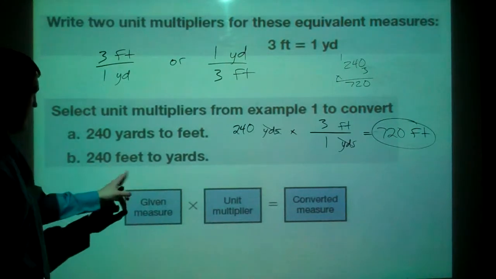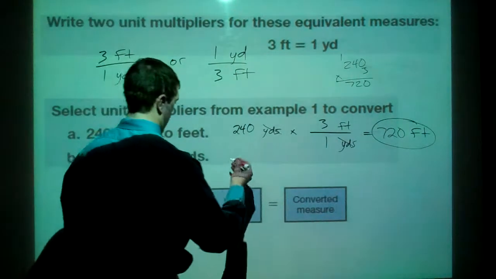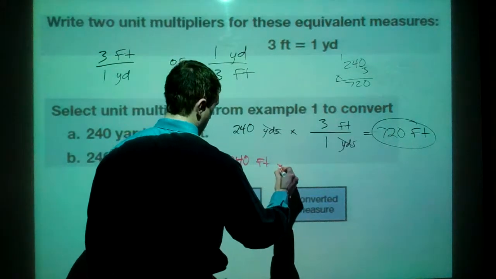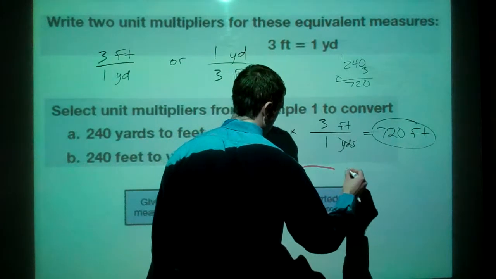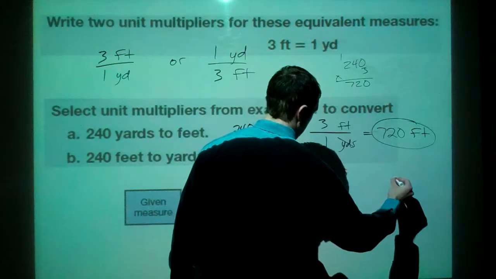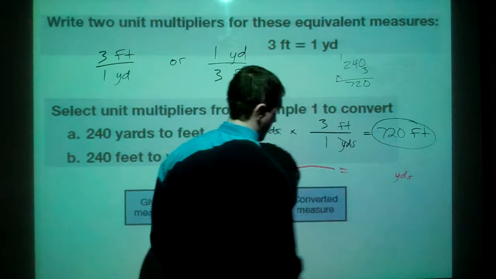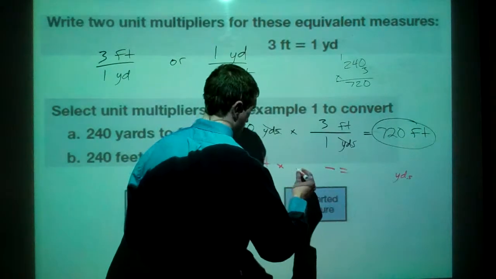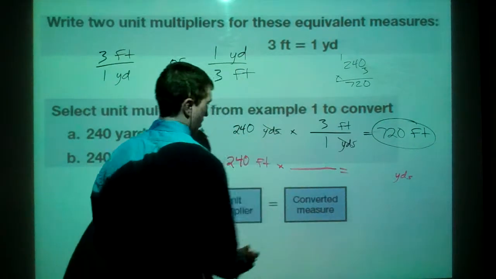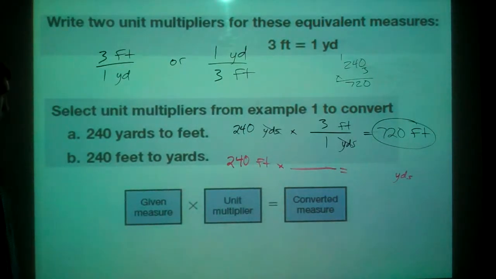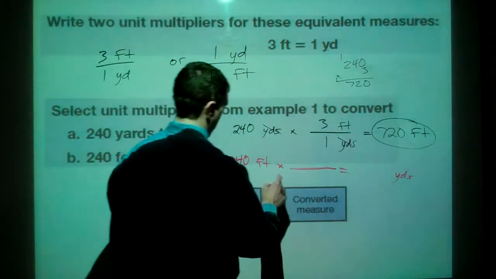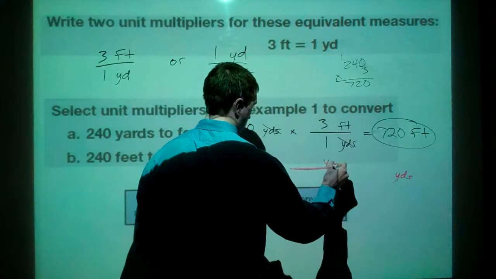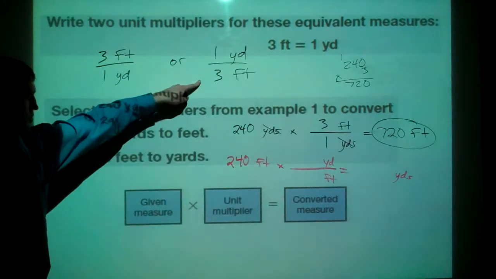Now, 240 feet to yards. So, we're going to start with what they give us, 240 feet. We're going to multiply it by a multiplier. We want to get that into yards this time. So this time we want feet in the bottom. Whatever we start with, we want to cancel out, and we want to be left with yards. So now we're going to use this one instead.